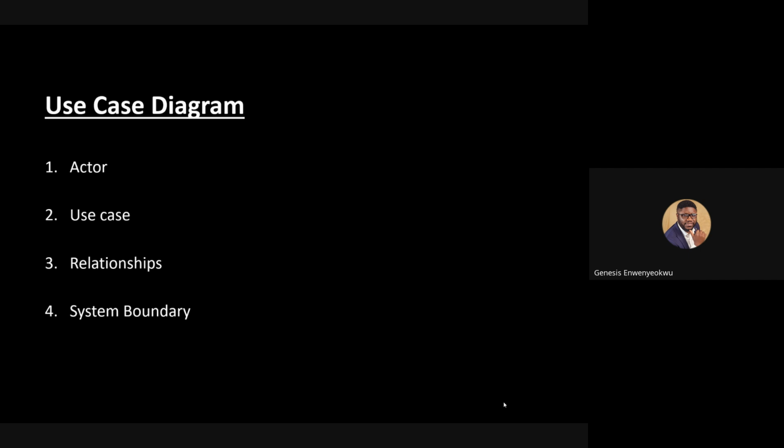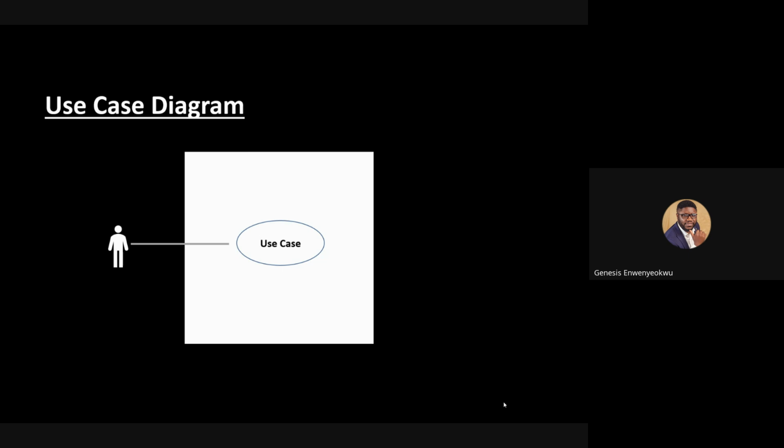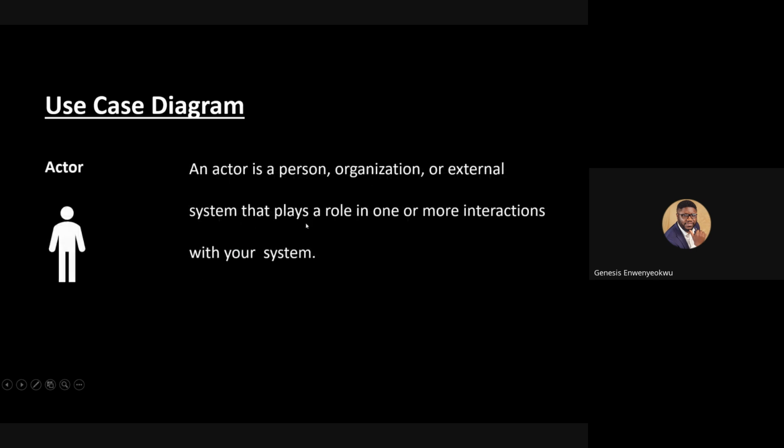The system boundary represents the perimeter, right? Let me use that word. The perimeter of all functionalities and features that the system would have. And we're going to take these components one after the other and then try to understand them better. First of all, let's look at a typical structure of a use case diagram. We have the actor. We have the relationship, which is this line or arrow. We have the use case, which is this oval-looking shape. And then we have the system boundary, which is this big rectangle. That is your system boundary. Now let's take a look at each and every one of these components one after the other.